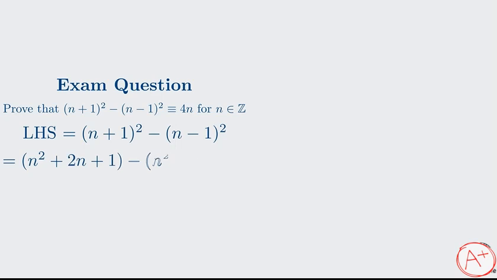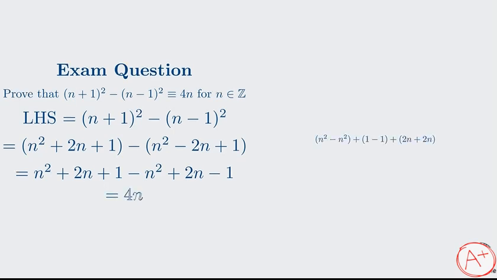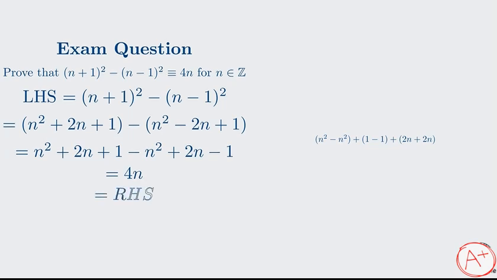Method 1 is direct expansion. We expand both squared brackets carefully. Now, we distribute the negative sign through the second set of parentheses. This is a common place for errors, so be careful. Notice the n squared terms cancel out, and the positive and negative ones also cancel out, which equals the right-hand side.